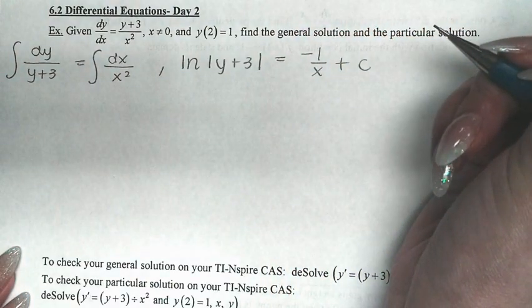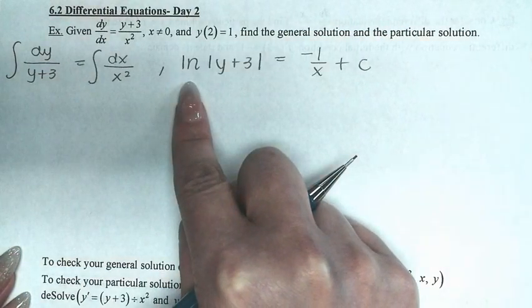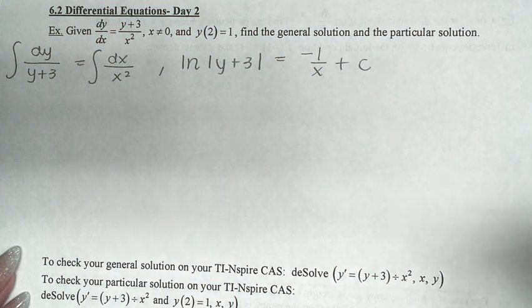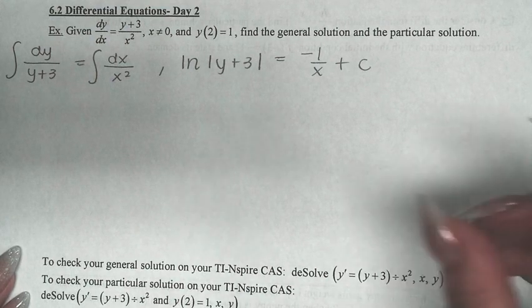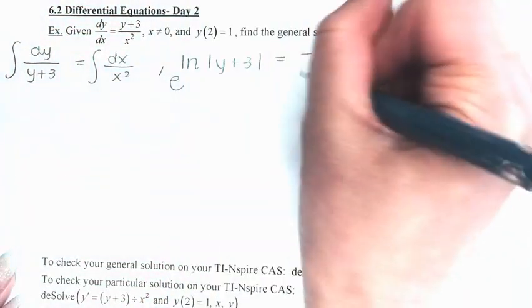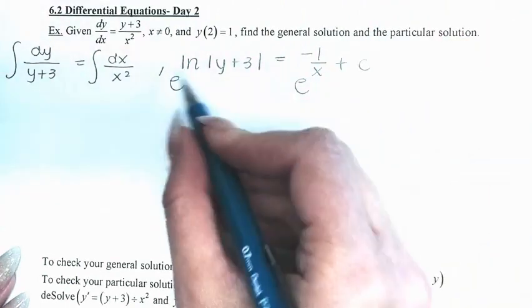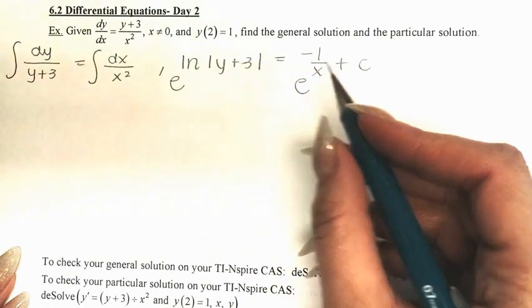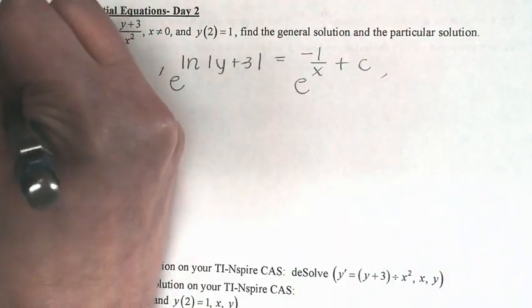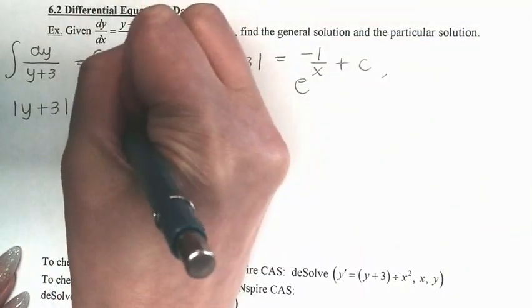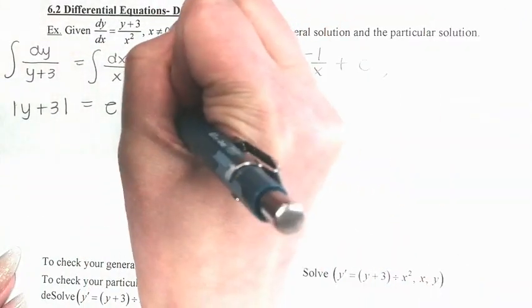Once you have this, you recognize that you have a natural log, which is not ideal. Even though you can take this as your general solution, it doesn't look good. Therefore, you are going to use the resources that you learned in Algebra 2. Basically, I put all this as the exponent of the e. So this is the exponent and this is the exponent. You know that e and natural log are inverse functions. Therefore, you end up having the absolute value of y + 3 equal to e to the negative 1 over x plus c, okay?